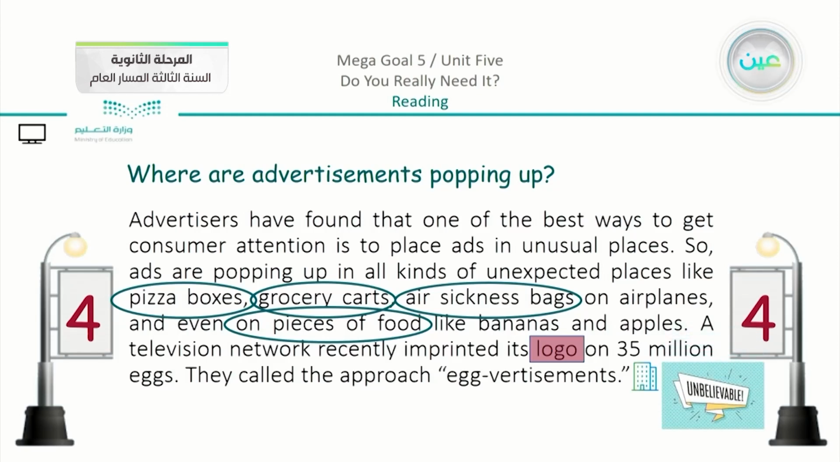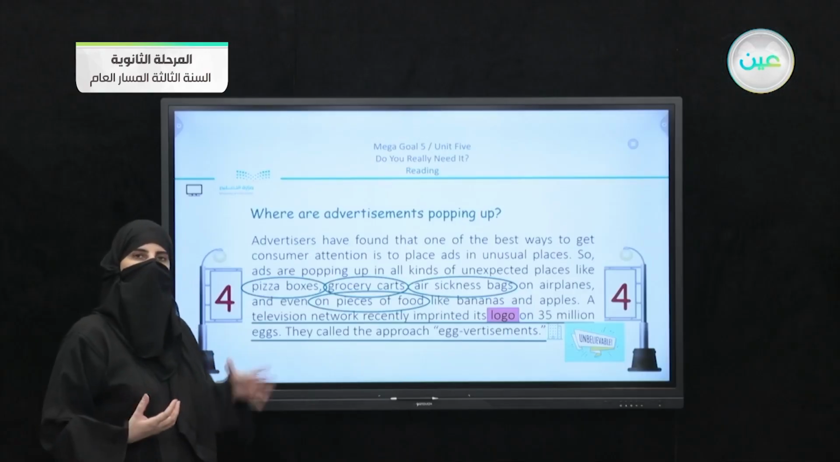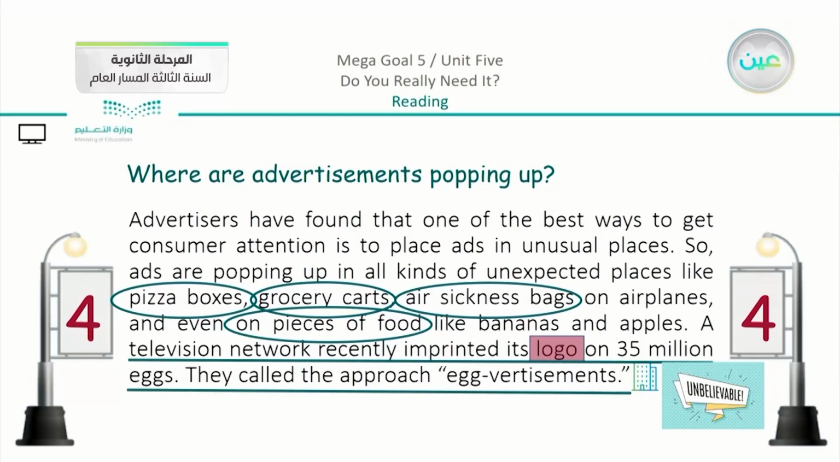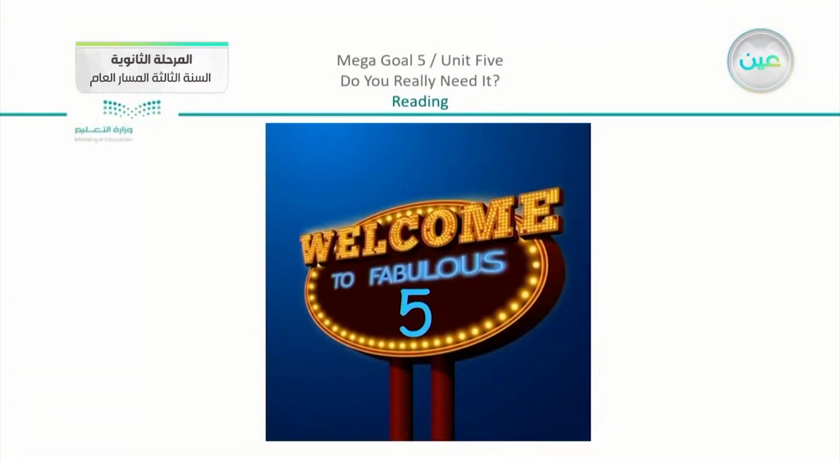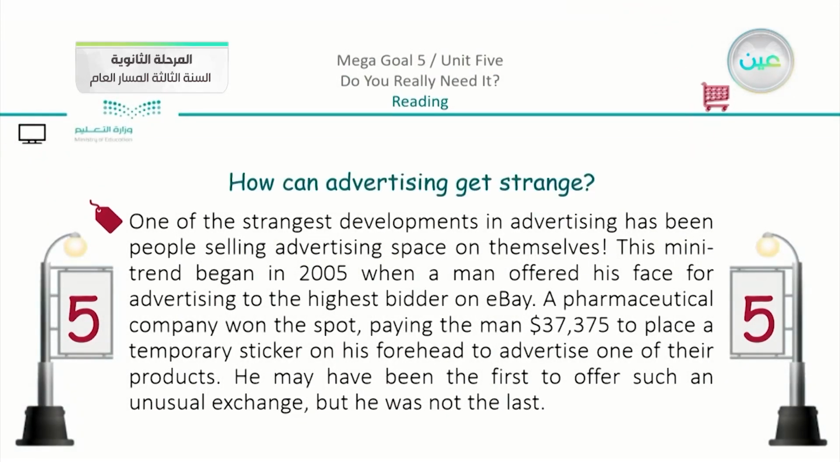Now something also to mention here before we move on, that we have here a television network recently imprinted its logo on 35 million eggs. They call the approach advertisements. So this is an interesting title for something to do just to attract people's attention. Now moving on to paragraph number 5. You are going to do the same thing. We have here the main idea, and we have the question, how can advertising get strange?